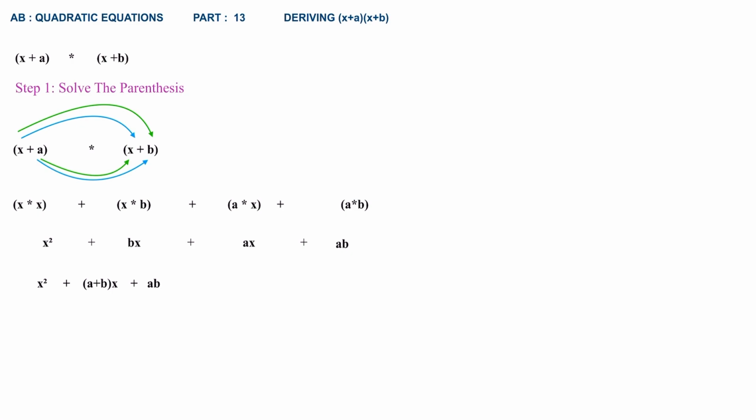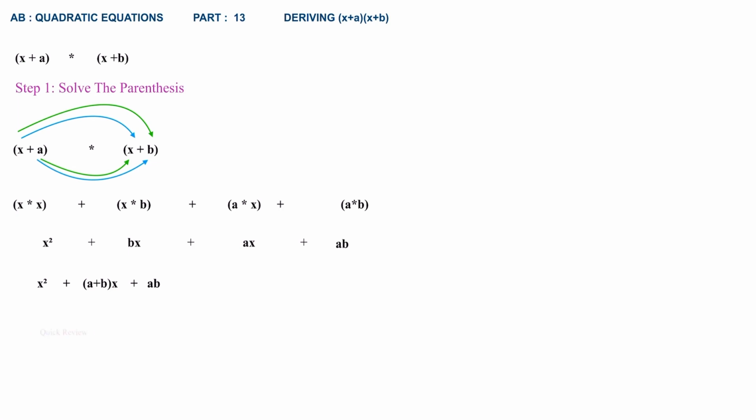Let me explain. We know x squared and x squared are the same, and ab and ab are the same. So that leaves bx and ax. bx and ax are basically (a + b) times x. So this is basically the same thing as (a + b) times x, that would be ax plus bx.